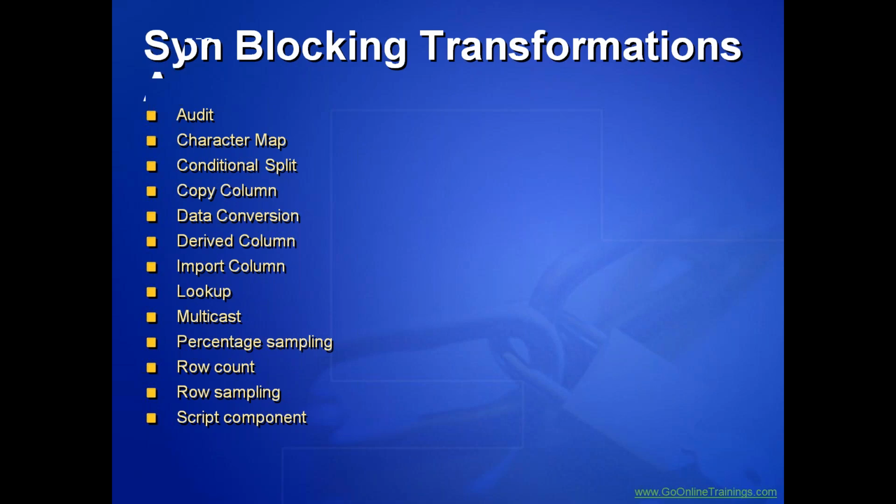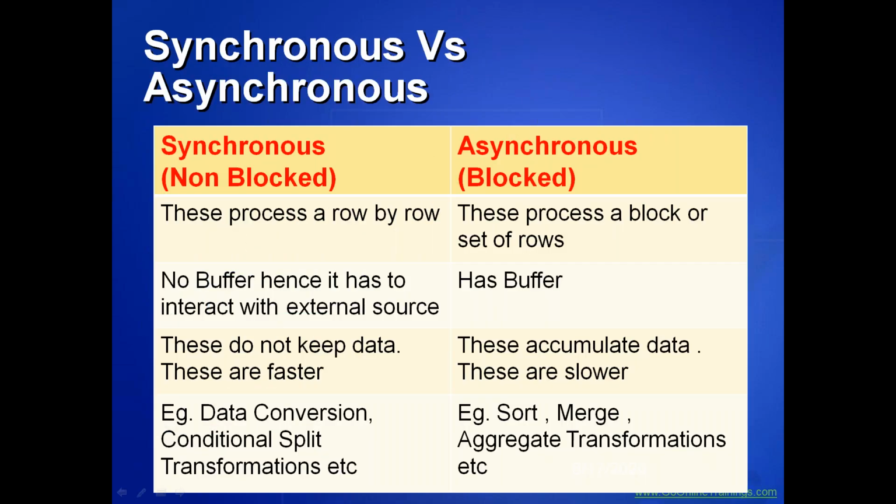Okay. This is a compulsory interview question. Synchronous versus asynchronous, or people will ask about row transformations, or non-blocking versus blocking. These process row by row. These process a block or chunk of rows, or a set of rows. There is no buffer, hence it has to interact with the external source as a buffer. All the data is kept in the cache or in the buffer, and on that it does its activity.